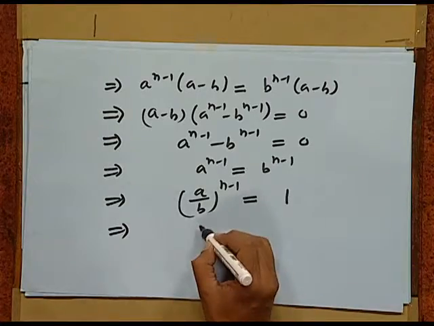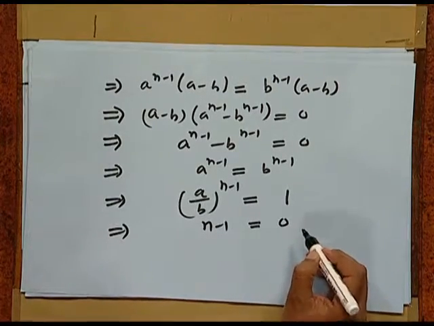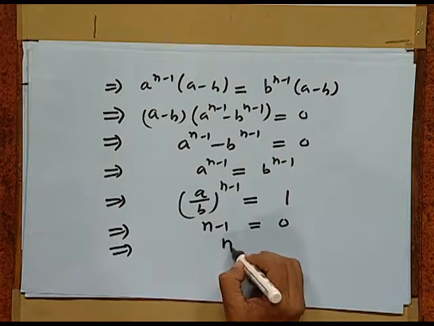Now, you know, any number raised to power 0 is 1 and no other index has this property. So, this implies n minus 1 is equal to 0 and this means n equal to 1. So, this gives the answer for the value of n in the given problem.